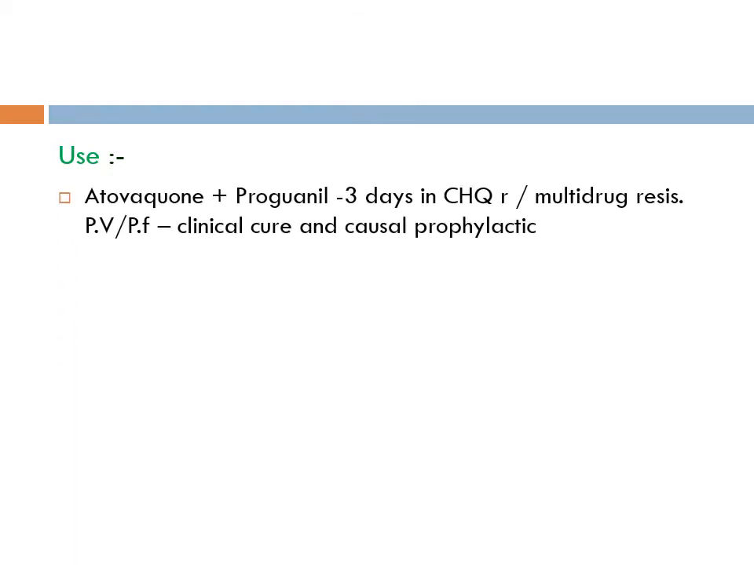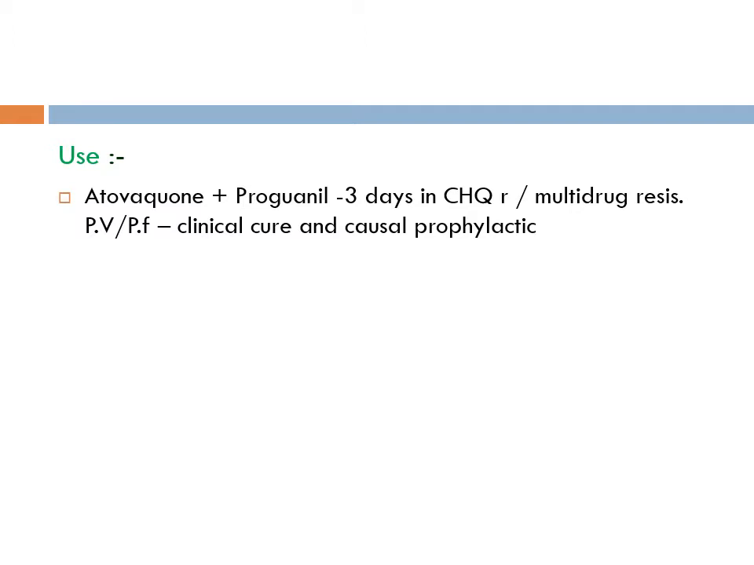Use of proguanil. It was extensively used as a clinical curative for P. vivax malaria, but now in India it has very little role as a prophylactic agent or clinical curative agent for malaria. It potentiates the schizontocidal action of atovaquone, and so in combination with atovaquone it is used for 3 days in chloroquine resistant or multi-drug resistant P. vivax or P. falciparum cases.